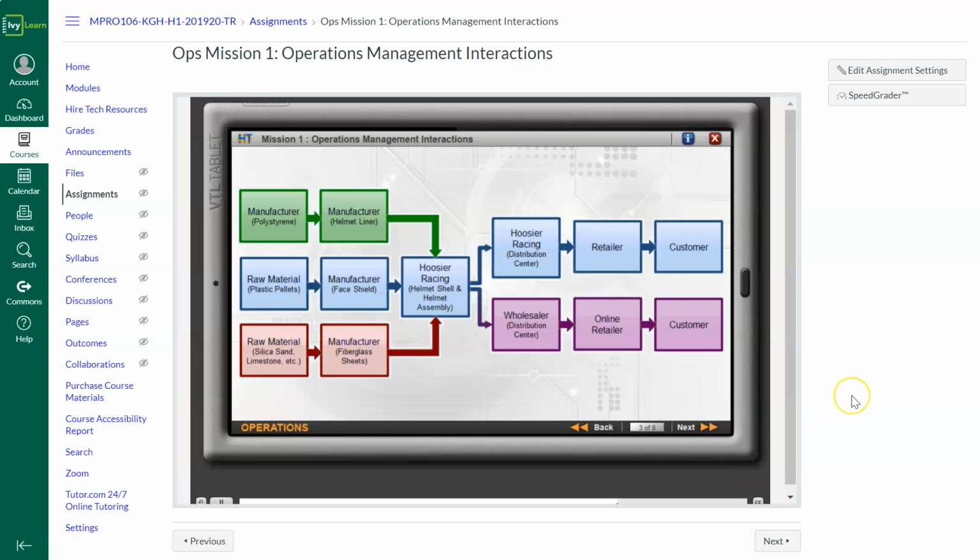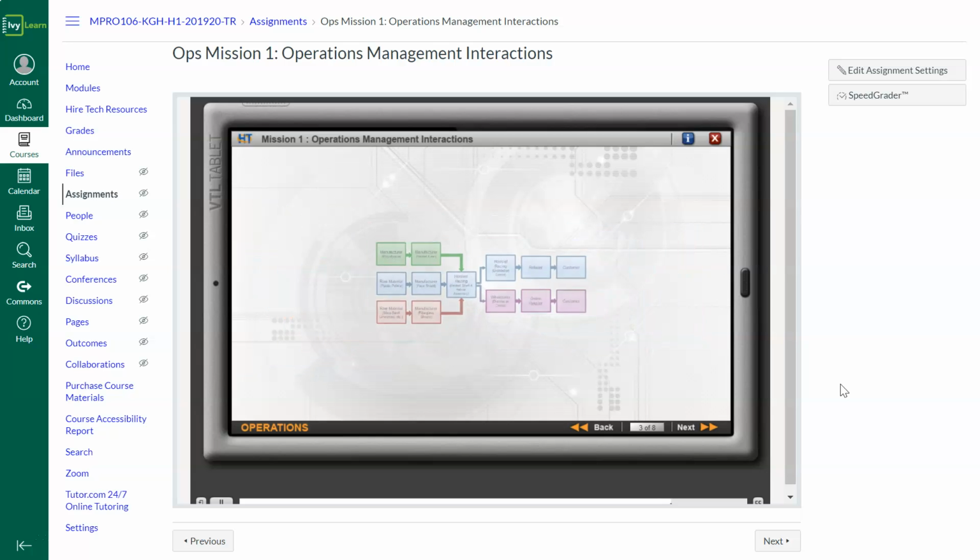In addition to working with major areas within the company, operations management must also interact with all outside suppliers that make up the supply chain network. Remember seeing this graphic earlier in the logistics module? We talked about how our Hoosier Racing supply chain network is the collection of all the companies that produce, handle, and distribute raw materials, components, and our finished products.